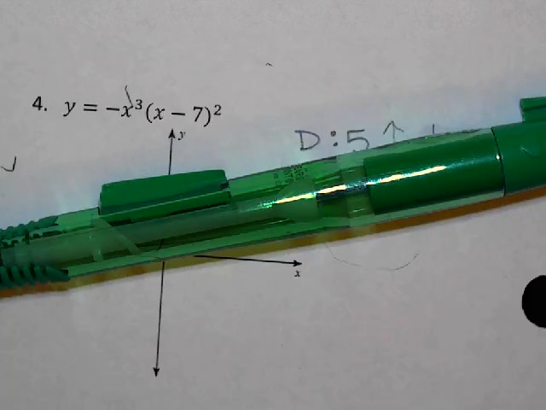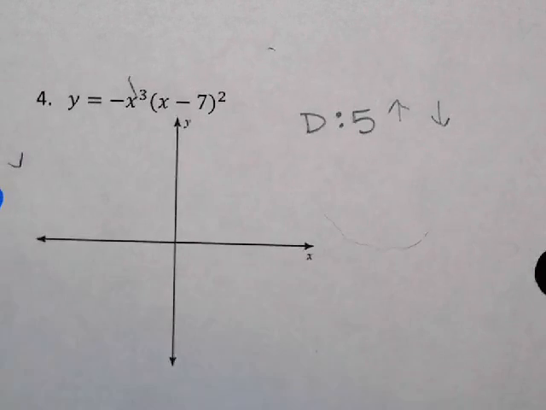Yes? Where did I get the what? The 5 is 3 plus 2. The exponents. 3 plus 2 is 5. Yep. All right. The x-intercepts are what?